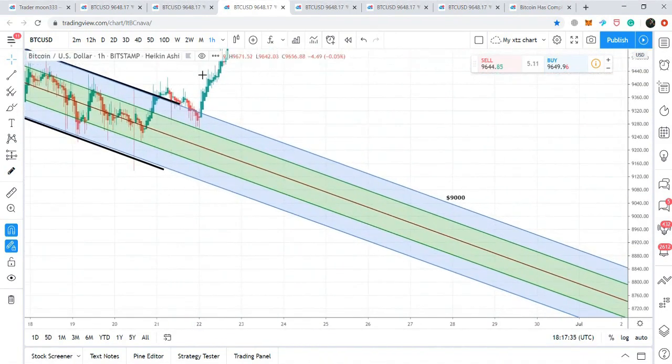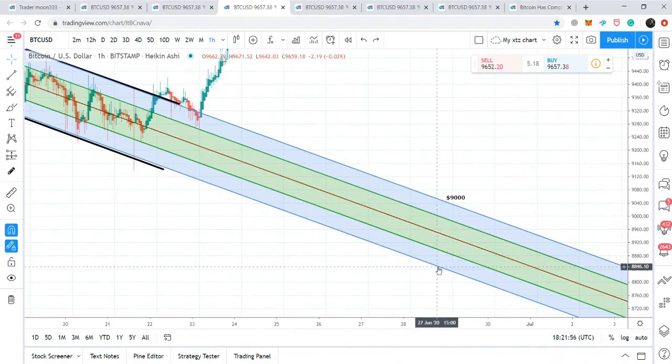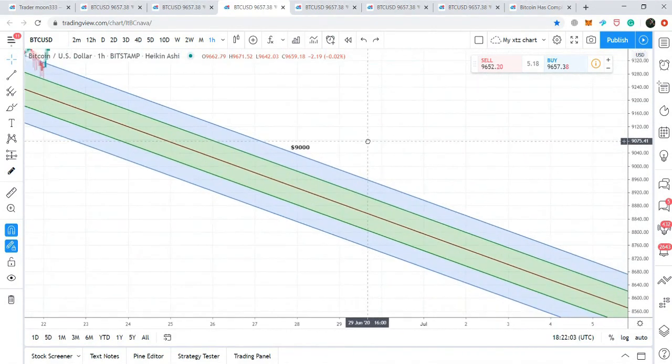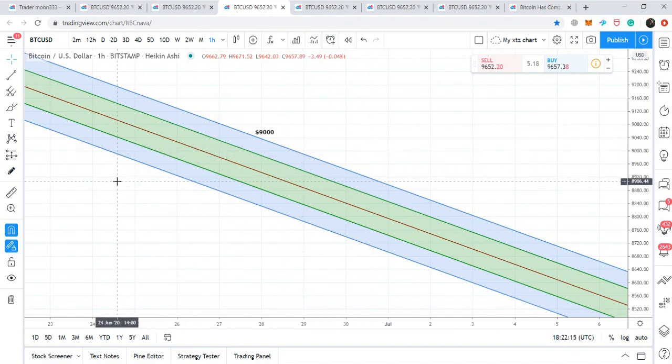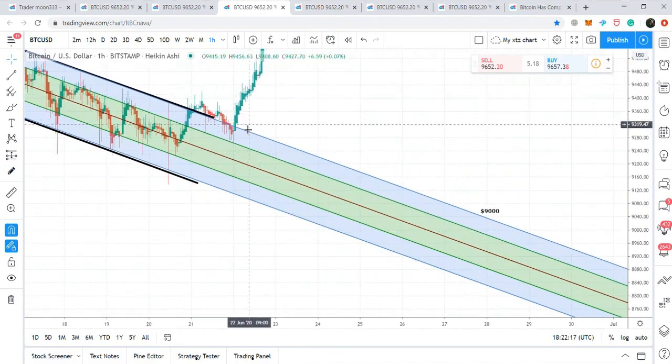Then we can see that up to 28th of June, the resistance of the channel would be moved down to $9,000, and the support of the channel would be moved down to $8,800. And if it would be moved more down within this channel, then the support and resistance would be moved down and down. So in order to avoid this down movement, the price action needed this breakout from the resistance of the channel as soon as possible, and finally now the price action has broken out of this resistance.